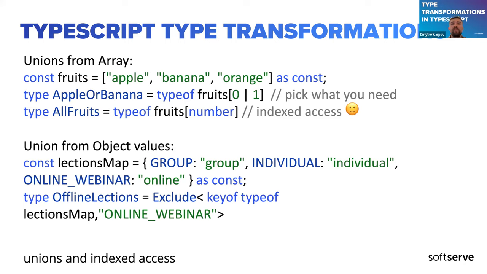We take keyof the type lections map, and we provide directly what we want to exclude, and we exclude only online webinars, and we end up with the offline lectures, which is group or individual. And yeah, I believe that's it regarding indexed access.